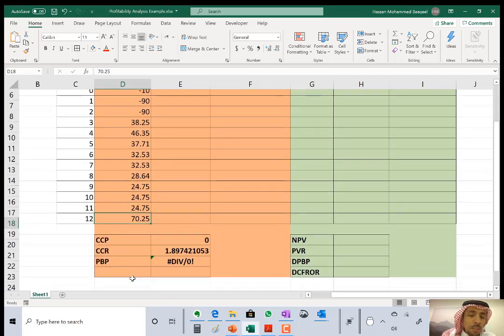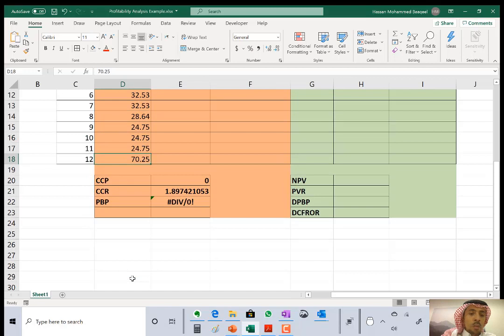This number here, the 70, is equal to actually our working capital. Our land is equal to 10 plus our working capital is equal to, I think, 30, and our net income or net profit in year 12 is equal to 32.25.